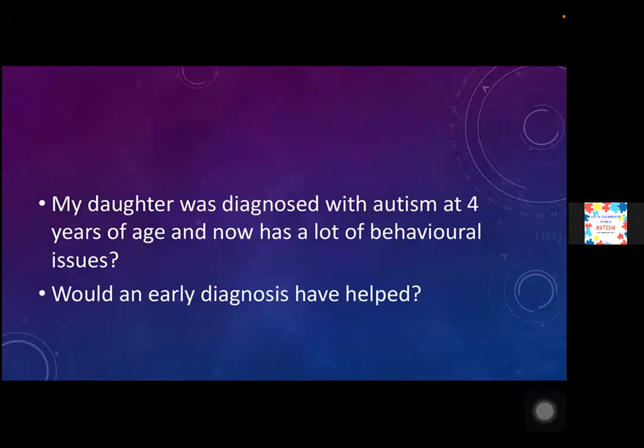My daughter was diagnosed with autism at 4 years of age and now has a lot of behavioral issues. Would an early diagnosis help? To be frank, 5 years earlier, autism was usually diagnosed at 3 to 4 years of age. Currently, with the increased awareness of autism, it is being diagnosed as early as 2 to 3 years of age. Yes, I would say that early diagnosis would have helped your child.